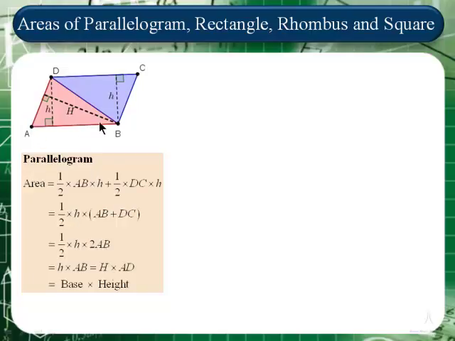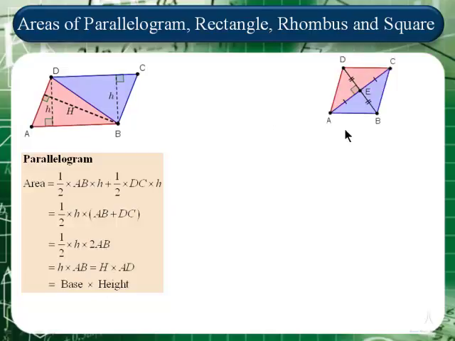but don't forget that AB and DC have the same length. So I can either replace DC by AB or AB by DC, so I get twice AB. So the 2's cancel out, and you just get H times AB. So base times height, but we can also consider the base to be AD, and then the height will be the capital H. So in general, the area of a parallelogram is base times height.